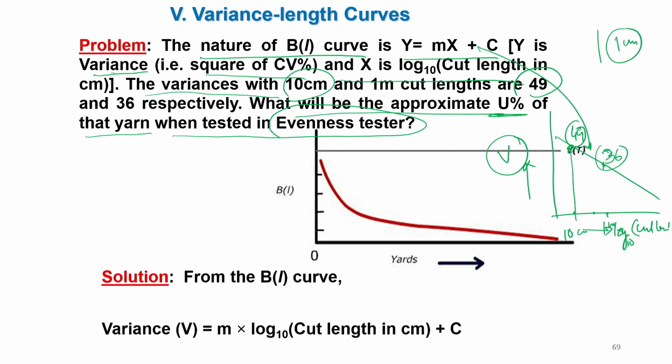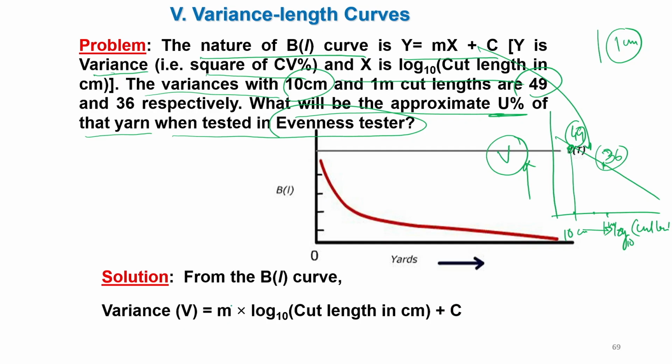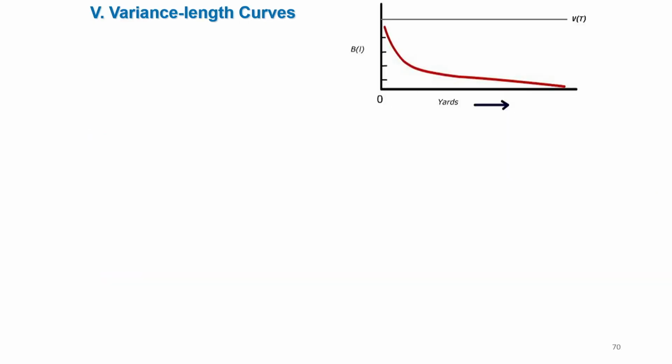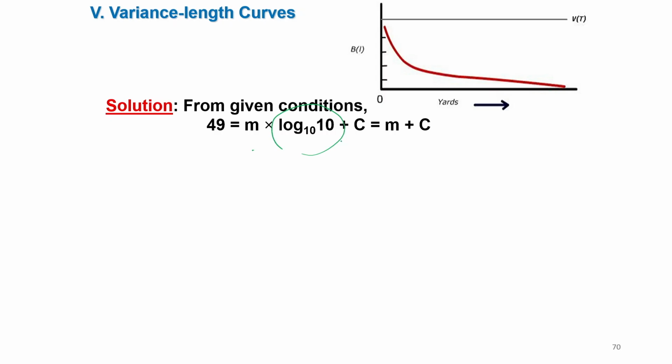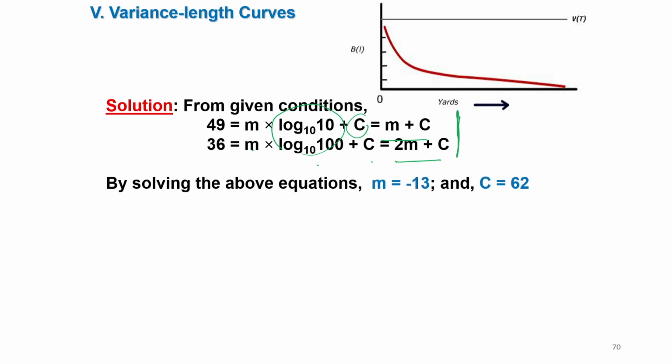The solution from the BL curve: variance is given by m log cut length plus C. So, we have to use this relationship V equal to CV square. Now, from the given conditions, 49 equal to m log 10 plus C, which is m plus C. So, m plus C equal to 49, and second condition 36 equal to m log 100 plus C, so 2m plus C. If we solve these two equations, we will get the values of m and C. Solving, we are getting the value m equal to minus 13 and C equal to 62.